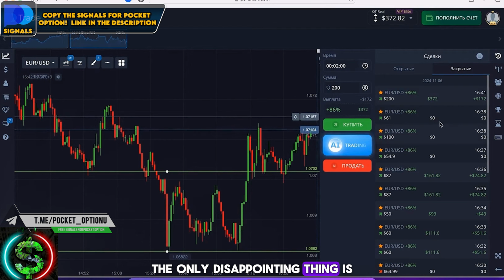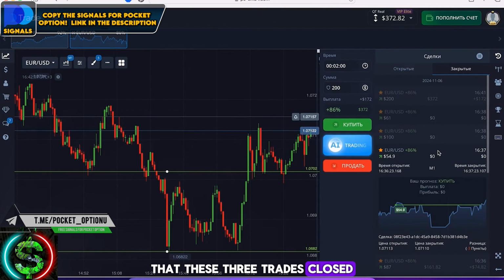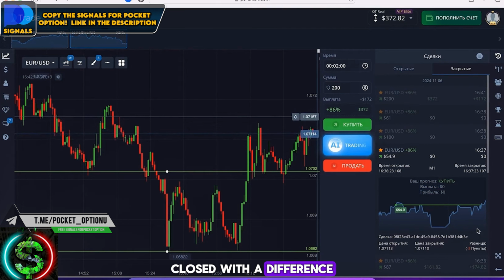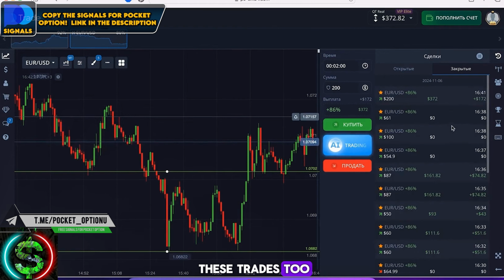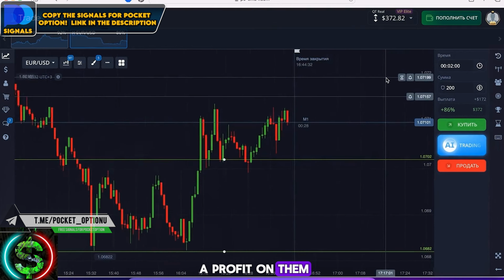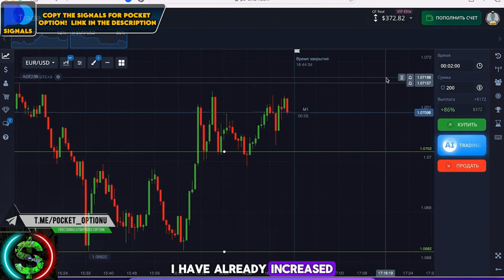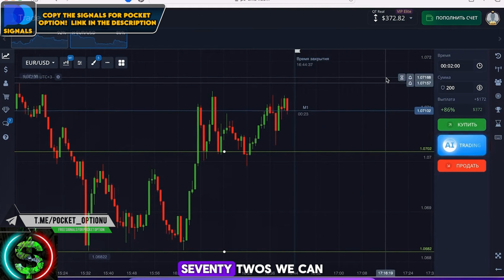The only disappointing thing is that these 3 trades closed. Well, in general, let's say it was unsuccessful, because those same $54 closed with a difference of 3 points. No, you remember the moment here. You can rewind literally by a minute. Here you will see that if we had opened a couple of seconds later, we would have made a profit. And for these trades too, as you can see, a sharp start just took us out, so we couldn't make a profit on them. But in any case, I have already increased my deposit from $50 to $372.